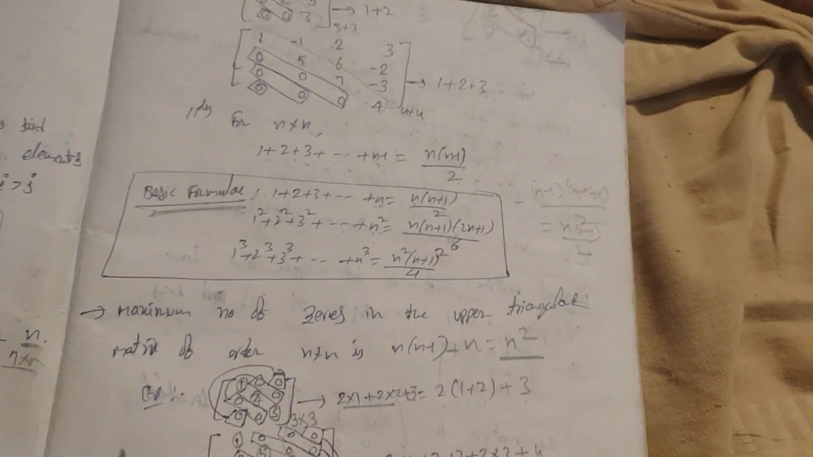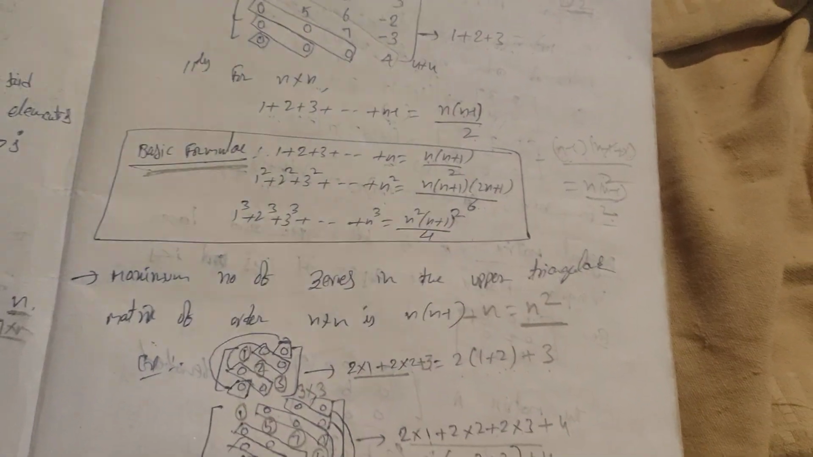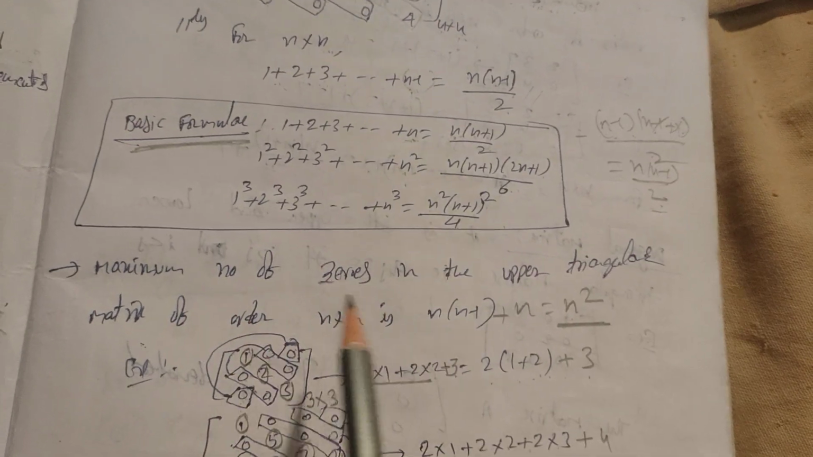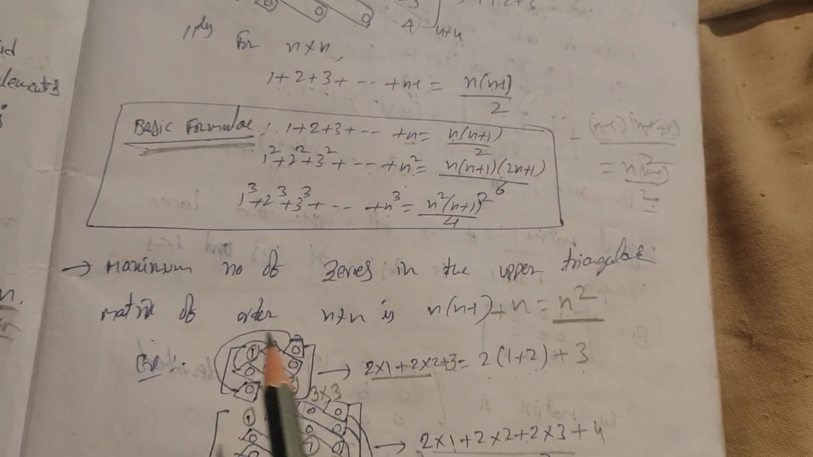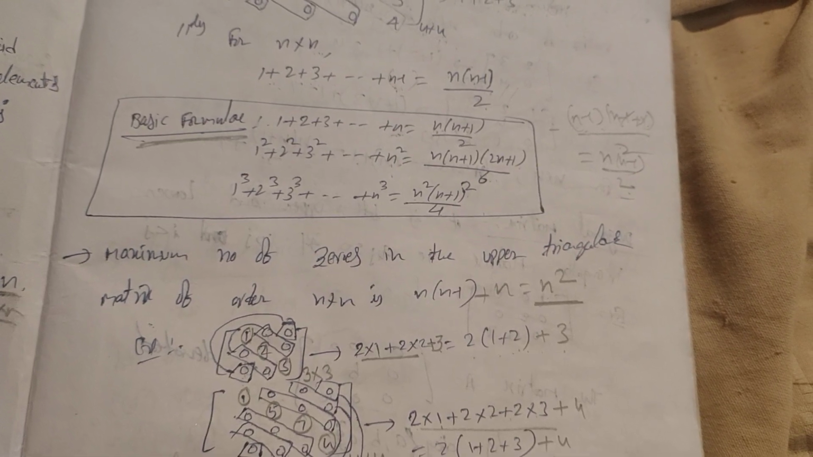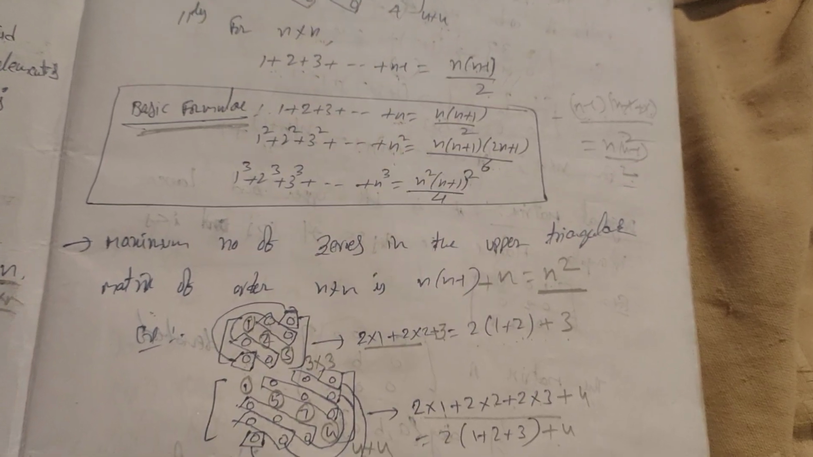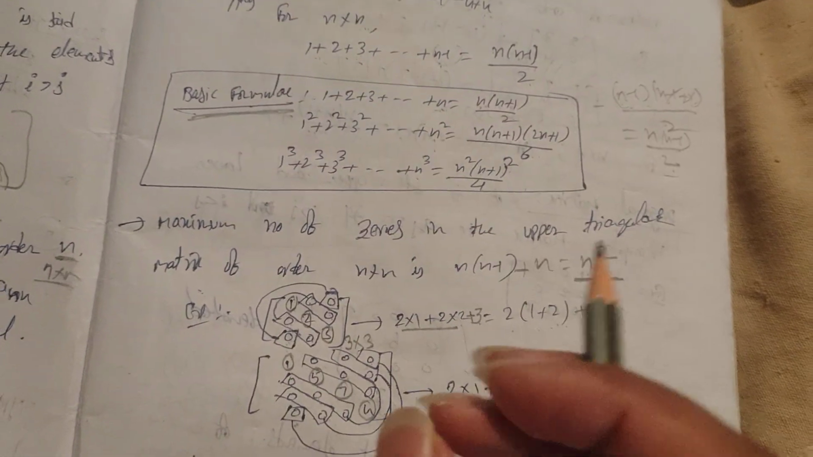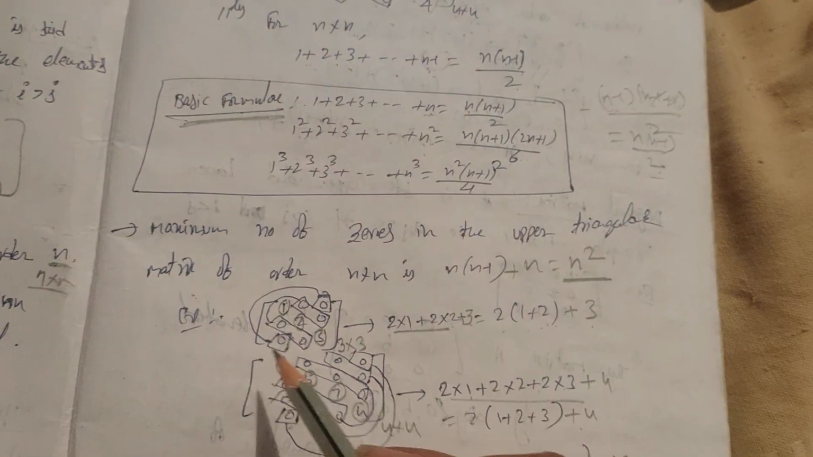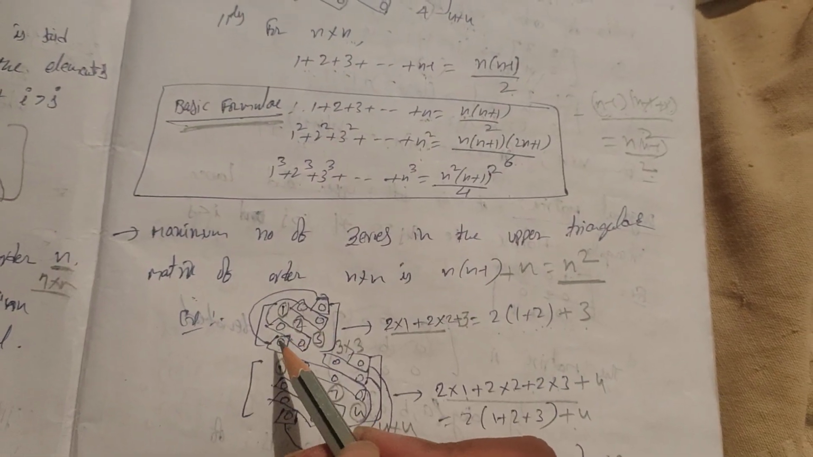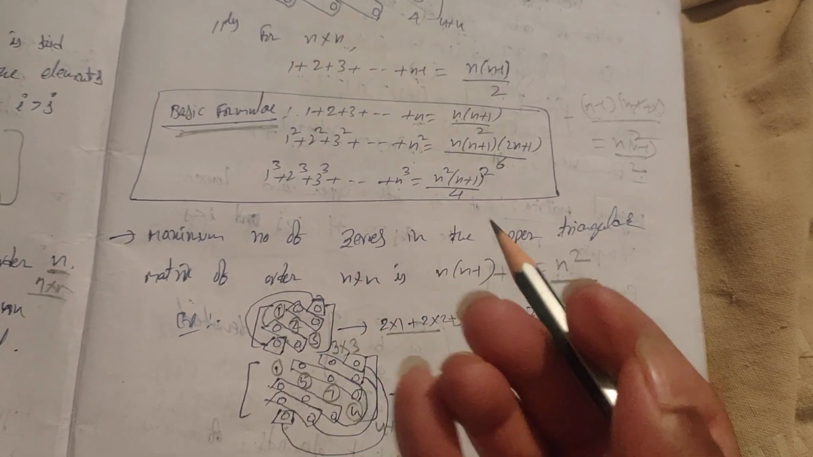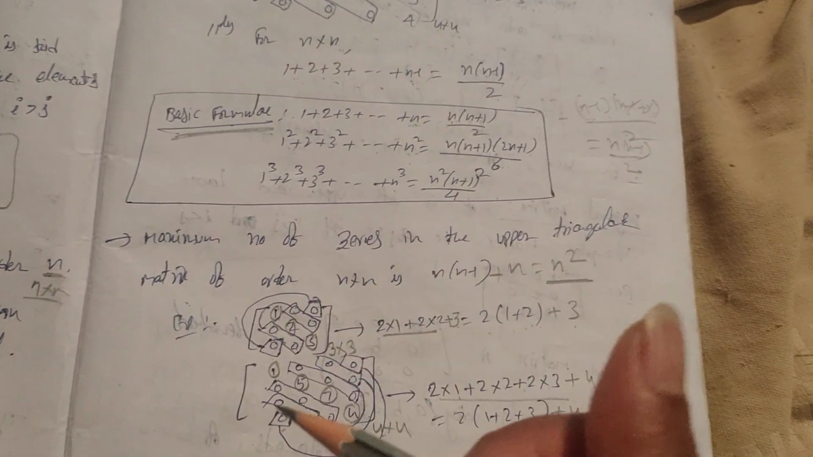So very easily we can remember n into n minus 1 by 2 for the minimum number. What about the maximum number of zeros? The maximum number of zeros in the upper triangular matrix of order n by n: maximum number means all of them will be zeros only. All elements will be zeros. Because in the upper triangular matrix, the elements below the diagonal should be 0, but the remaining elements may be 0, may not be 0. Maximum means all should be 0.